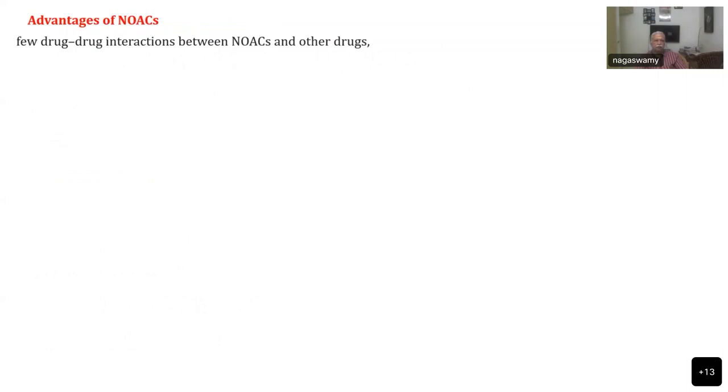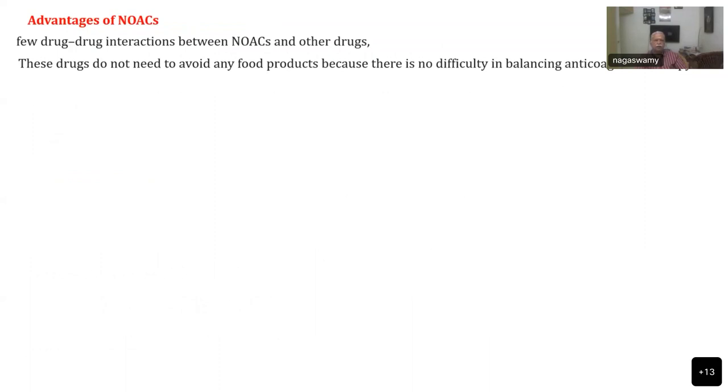Now, what are the advantages? Few drug reactions or interactions with other drugs, and you need not avoid any food substances. For example, do you know what food substances you have to avoid if you are taking warfarin or acenocoumarol, which will counteract their effects? You have to avoid leafy vegetables, broccoli, cauliflower, greens, any green leafy vegetable. They are not to be taken along with warfarin or acenocoumarol. Whereas there is no such contraindication for any food varieties when you take the newer oral anticoagulants.